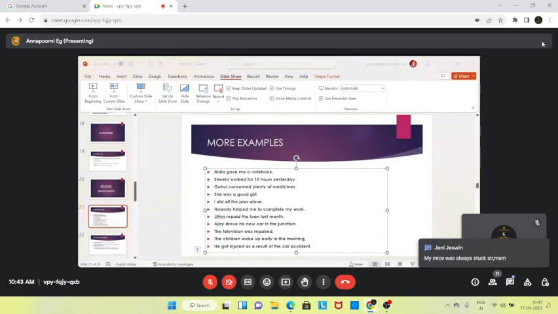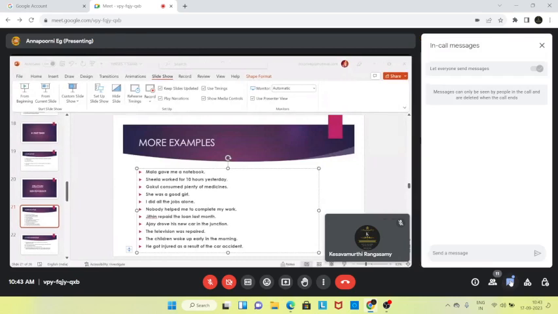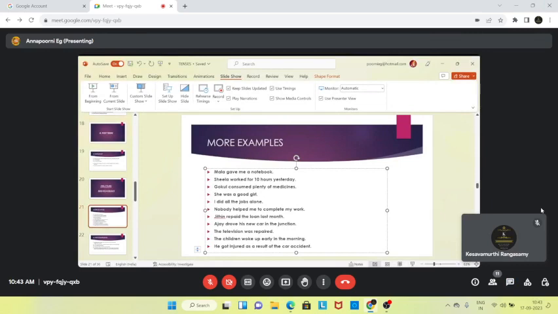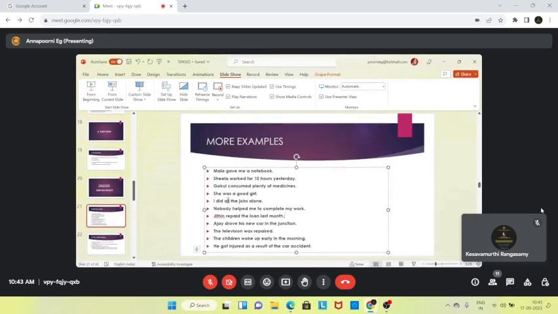Now next comes Jenny. Then try to answer in the comment box. Jenny can use the comments box. If I ask questions, type it in the comment box and send. Next is Jitin repaid the loan last month. Repaying means to pay back. So Jitin repaid the loan last month. Jenny, can you just mention the subject and the verb in the comment box? You do one thing, Jenny. Type the subject and the verb in the comment box and send it.